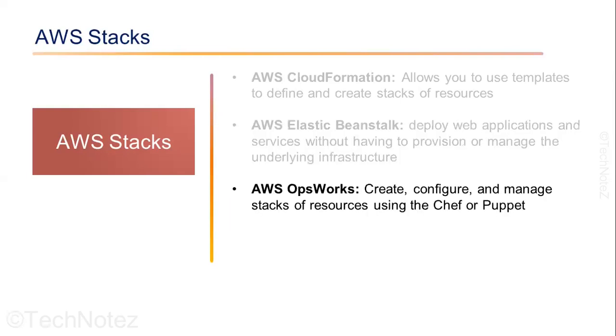OpsWorks. This service allows you to create, configure, and manage the stack of resources using the Chef or Puppet configuration management tools. Each of these services allows you to define and manage your resources in a structured way, which is useful when you need to scale, monitor, and troubleshoot your infrastructure. Additionally, by creating stacks, you can also take advantage of automation, versioning, and rollback features provided by these services, which can help you quickly recover from unexpected issues or changes.